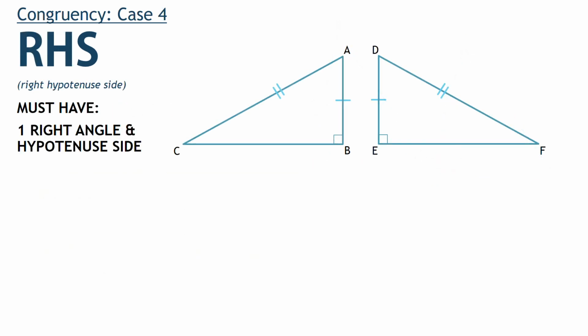Then you've got your fourth and final reason for congruency. That is right angle, hypotenuse, side. So for this reason, it must have one right angle and the hypotenuse must be given to you. Okay, if they don't give you the hypotenuse as equal to each other, then you can't use this reason.